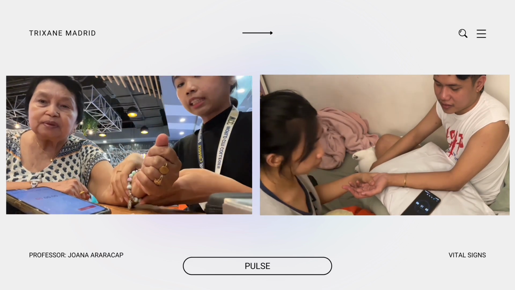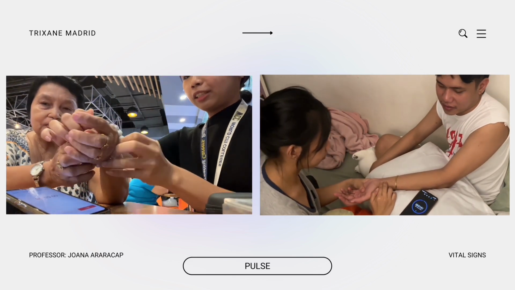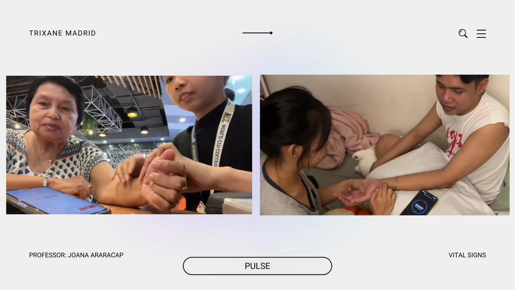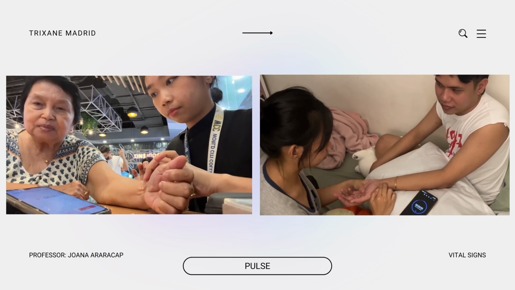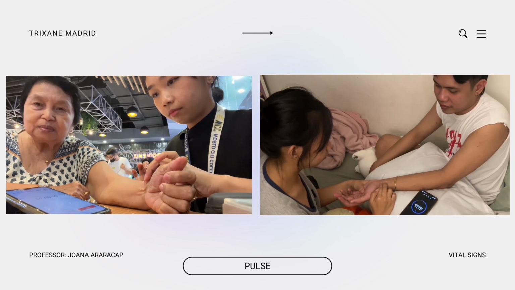Next is pulse. Remove any accessories from your patient's wrist so they won't hinder us from palpating the pulse. Pulse refers to the advancing pressure wave in an artery caused by the expulsion of blood when the left ventricle of the heart contracts.